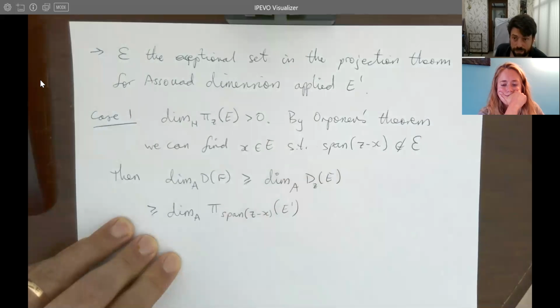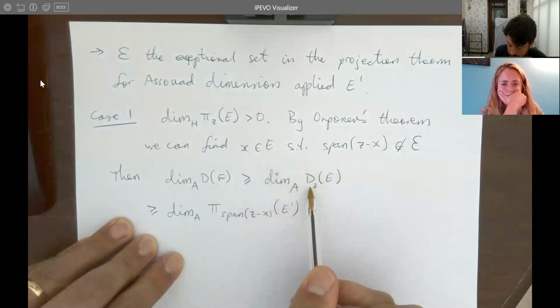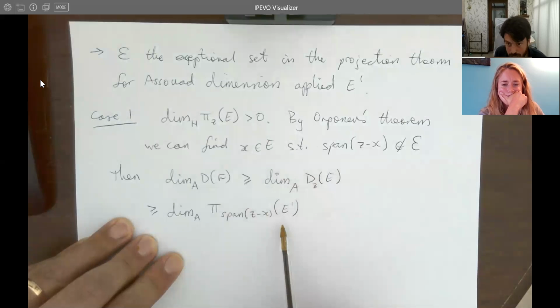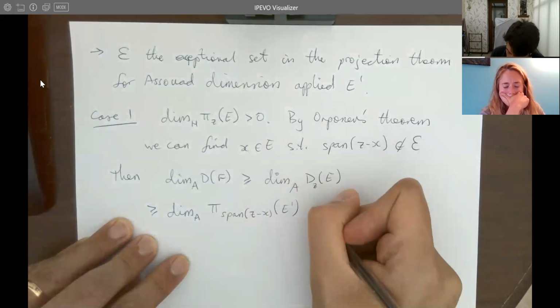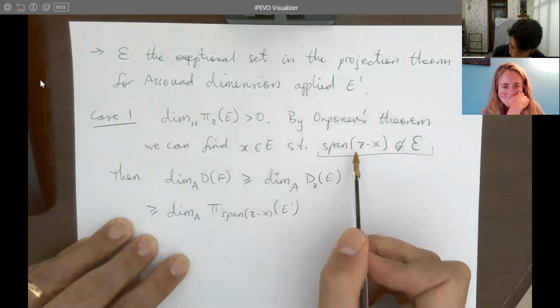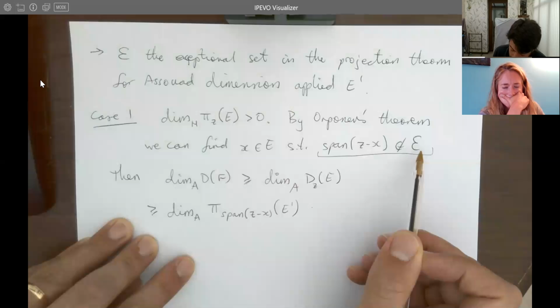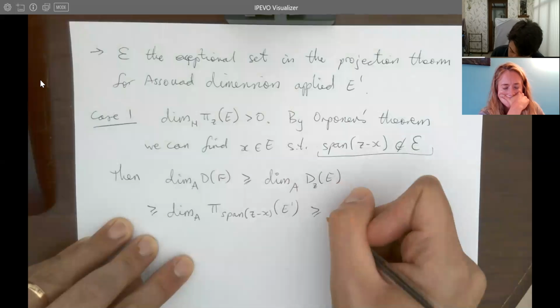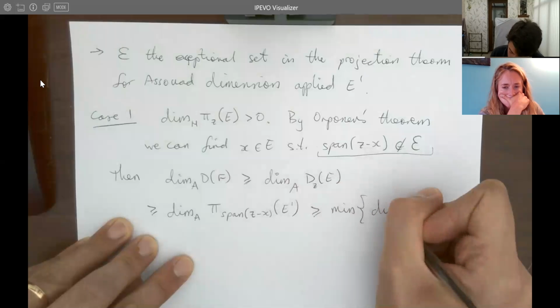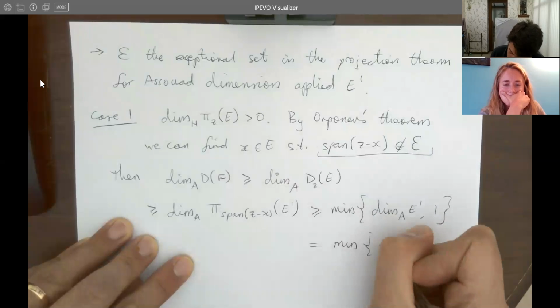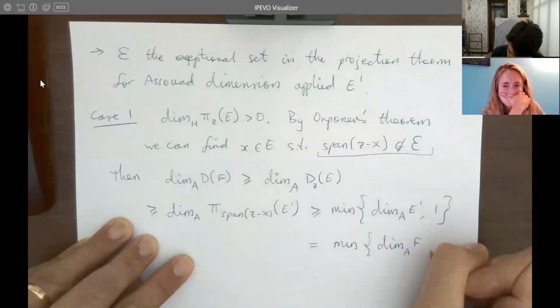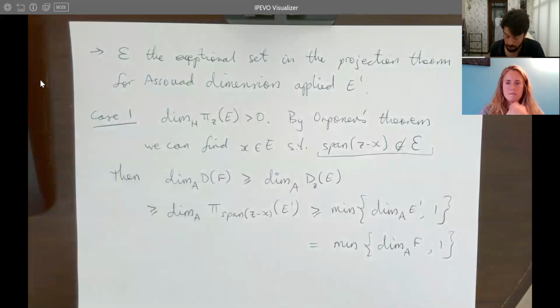That's just the key lemma, because I'm establishing that this is a nonlinear projection, and the nonlinear projection of a tangent is a tangent of a nonlinear projection, and the orthogonal projection related to that nonlinear projection is given by this. And then because the direction Z minus X was not exceptional in Orponen's theorem, this is what it should be, namely the minimum of the Assouad dimension of E prime and 1, and that, by assumption, is the minimum of the Assouad dimension of F and 1, and so that completes the proof.